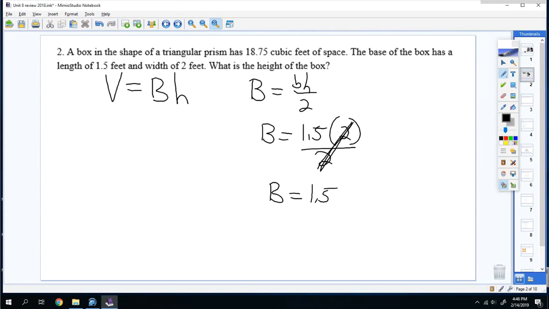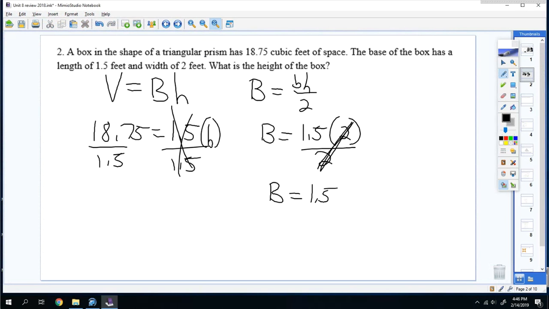So then our volume is 18.75, which is equal to 1.5 times the height, which I don't know. So we're going to divide 1.5 to both sides. So this cancels out. 18.75 divided by 1.5 is actually 12.5. So the height of this triangular prism is 12.5.